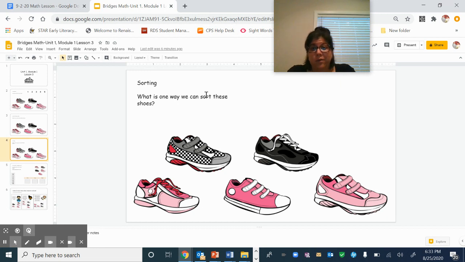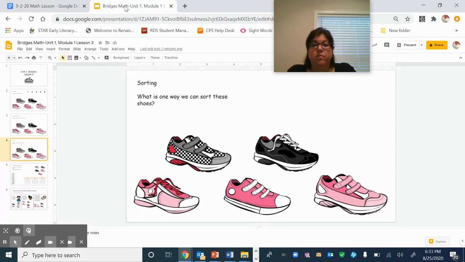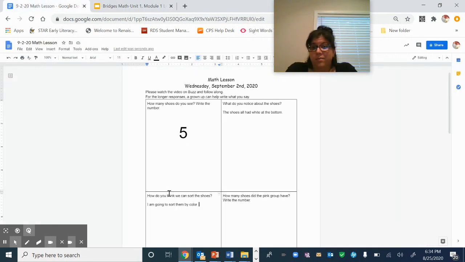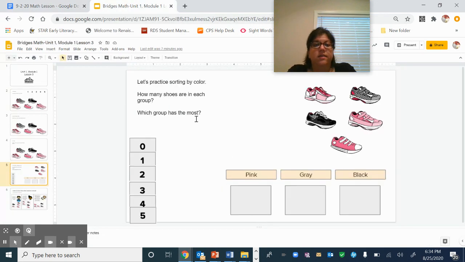All right, well, here's what I was thinking. Maybe you thought the same thing or maybe you didn't. I think it would be really cool today to sort these shoes by the colors that they are. So I'm going to go back to my worksheet here and it says, how do you think we can sort the shoes? I'm going to put, I am going to sort them by color. That means I'm going to look at the colors of the shoes and put the same colors in the same groups, okay? You can have the same answer as me, but maybe you thought of something different. That's okay. All right, so let's get started sorting them by color.